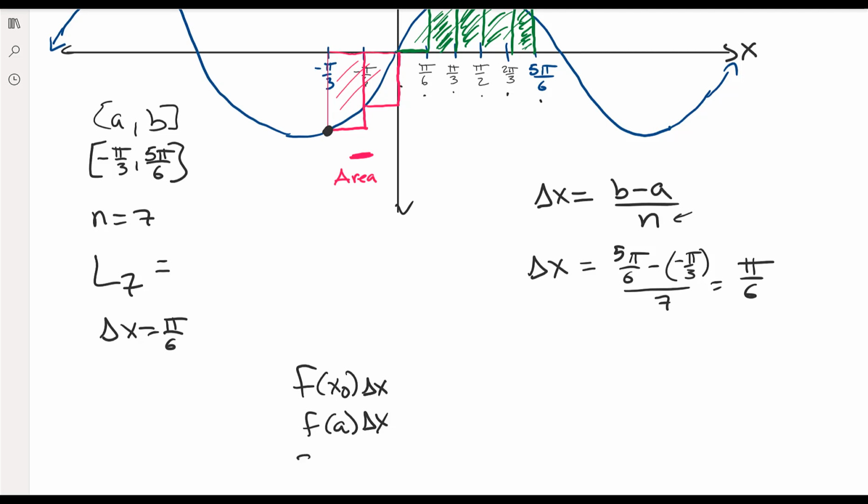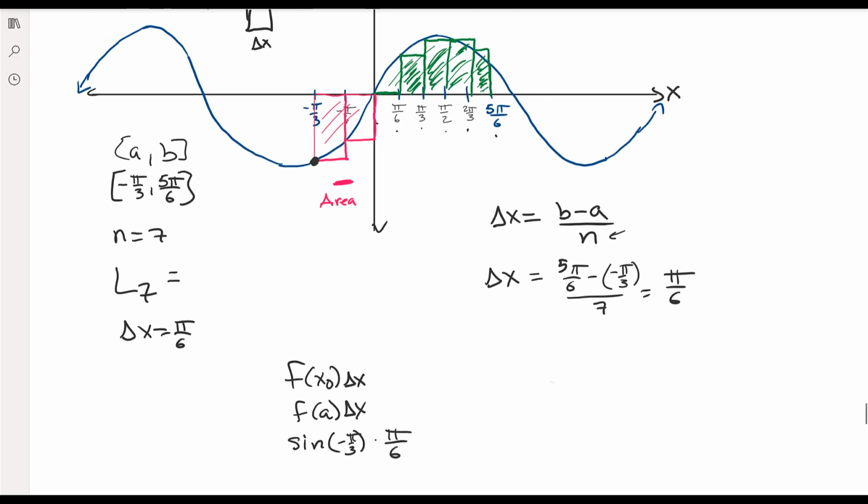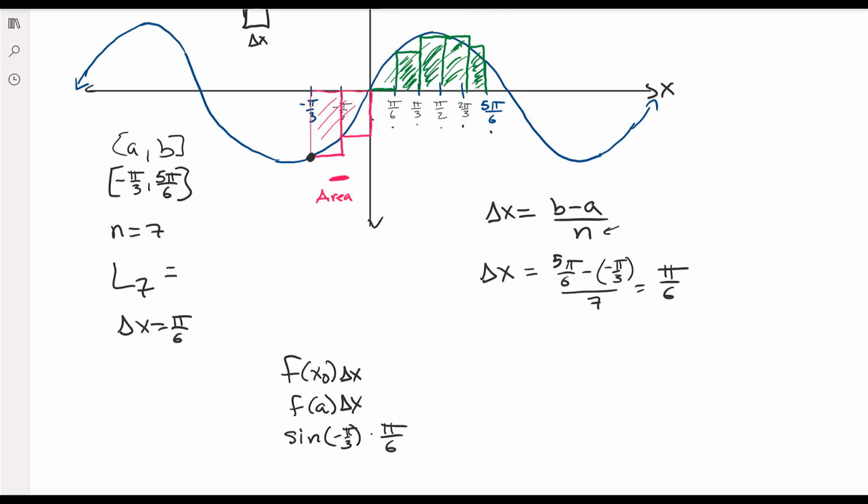So our f is sine, times π/6. And what is it? -π/3 is our first one. So we end up with negative root 3 over 2 times π/6. And cool, we found ourselves an area. Now let's add it to our next one. We're going to go to our next, and that's f of x sub 1. Our next number, it's kind of hard to see back there, but that's -π/6.